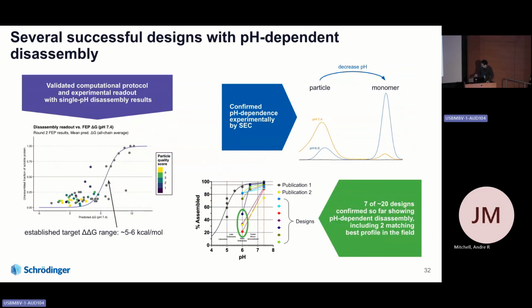So here are the results. First of all, we do see that there is a correlation between the experimentally observed protein cage disassembling proportion and the calculated protein-protein binding affinity DDG. And many of the designs indeed show a pH-dependent disassembling profile, like the example shown here. So far, 7 out of 20 designs were confirmed by experiment to display that kind of pH-dependent disassembling profile, including 2 designs that have the best profile in the field. The collaborator is super excited by the novel designs from these calculations.